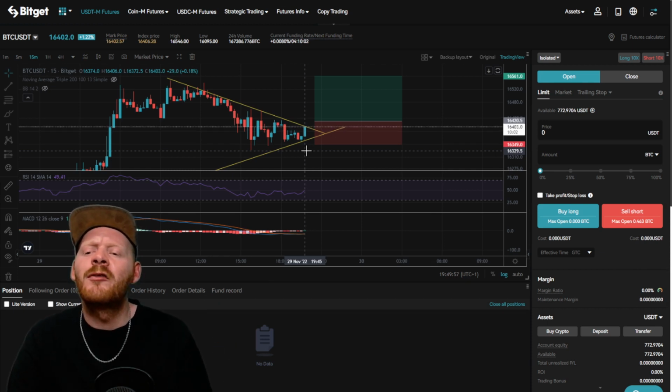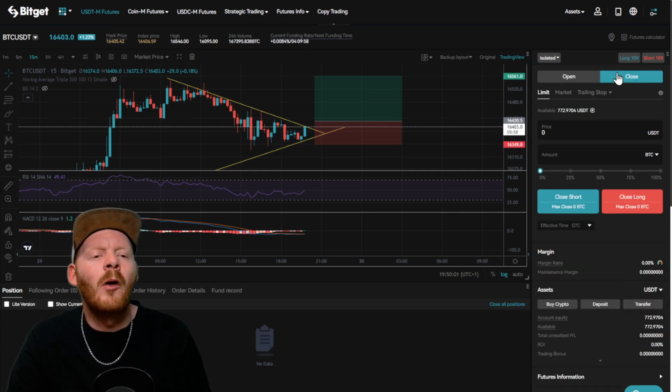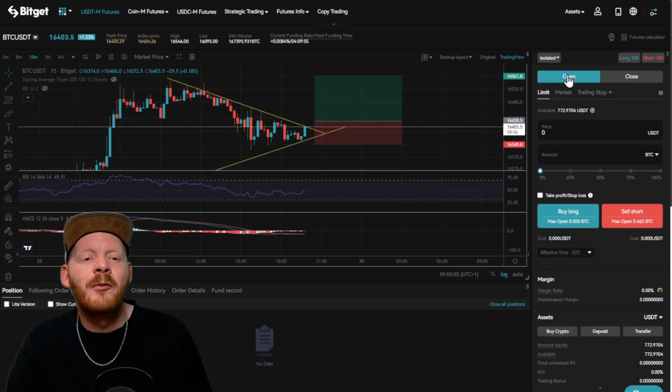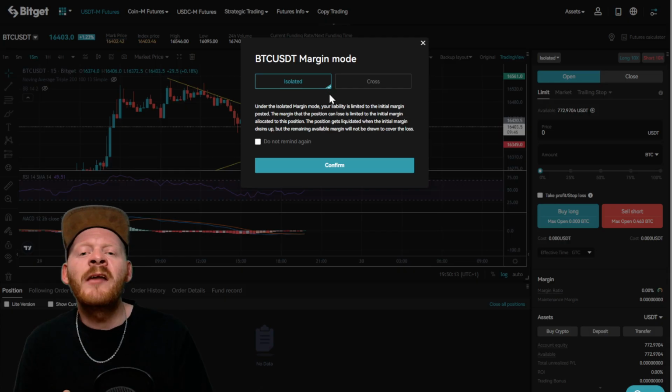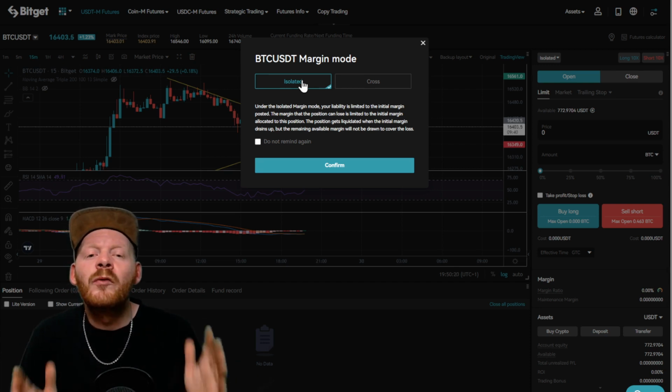stop loss. So guys, first of all, you're going to go over and you can see that you can open or close a position. But we want to open a position. Also very important to set your margin mode on isolated, because this means that all the funds that you're using for this trade will only be used for this trade.